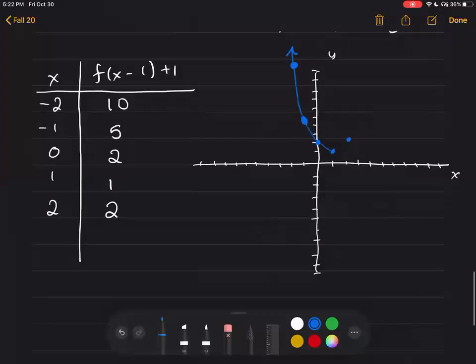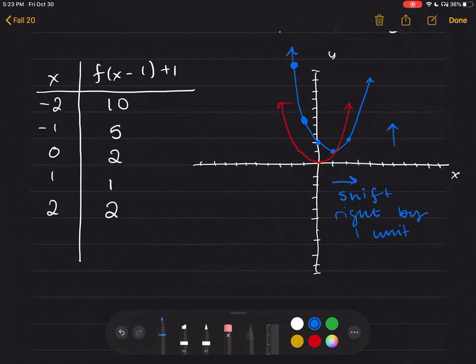There we go. It's much better. Okay, so that's what a parabola looks like, which is good because if you remember, our original parabola was centered at the origin right here, right? So we do indeed have a shift right by 1 unit, and then a shift up by 1 unit. All right, excellent.